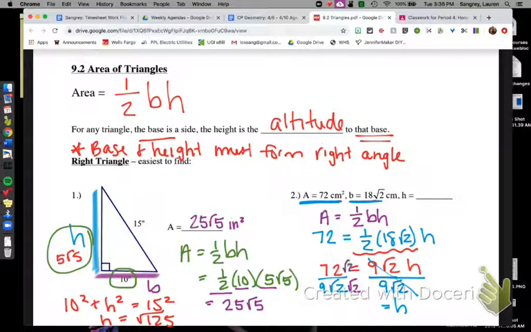So I'm going to multiply top and bottom by root 2. In my numerator, I have 72 root 2 over 18, because root 2 times root 2 is 2, times 9 is 18. And then I can simplify the 72 and the 18. That actually comes out to 4 root 2. So our height is 4 root 2.